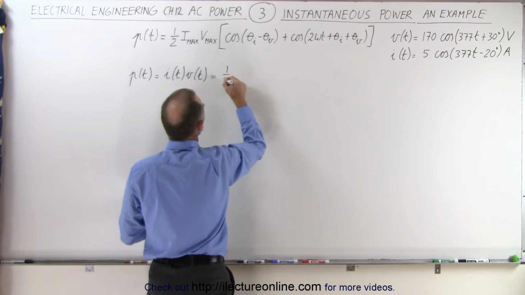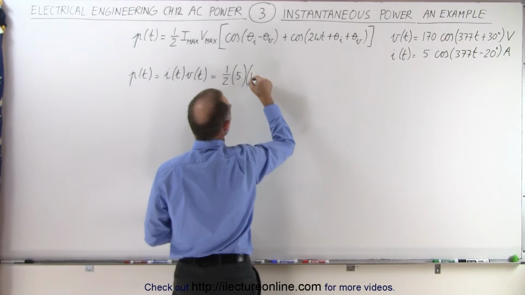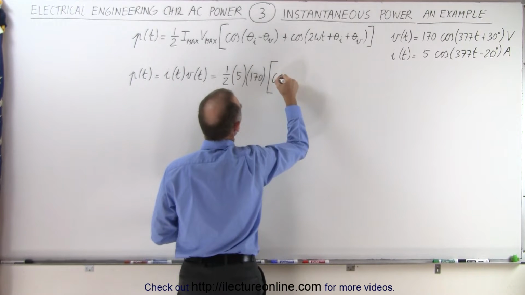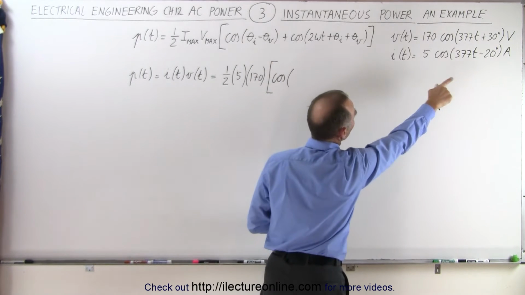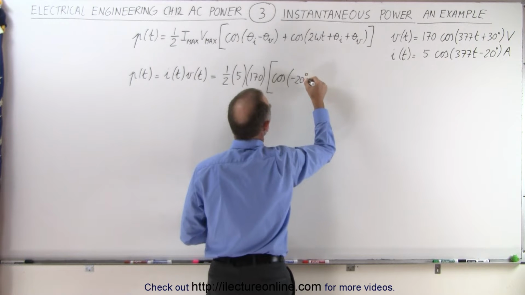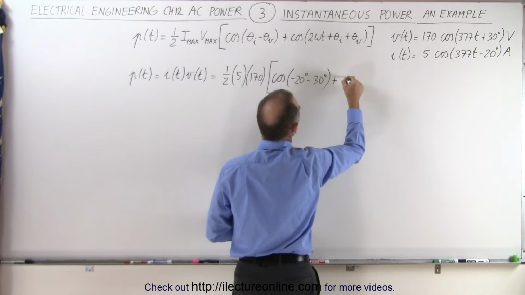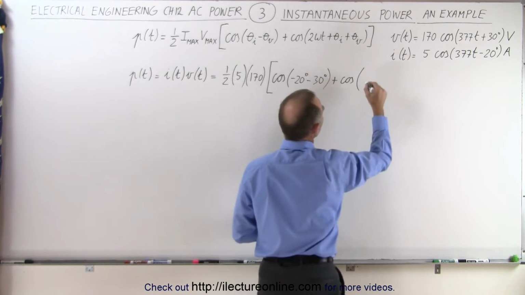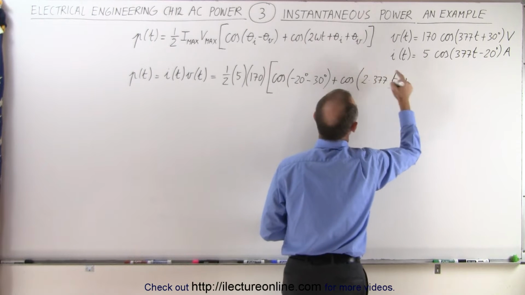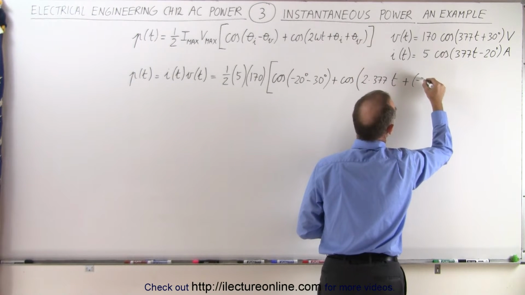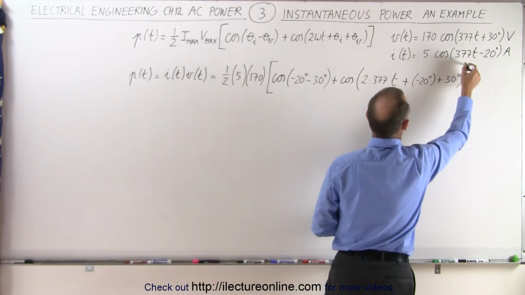So this would be 1/2 Imax, which is 5, times Vmax, which is 170, times the cosine of the difference between the two angles, the current phase angle and the voltage phase angle. The current phase angle is minus 20, and we subtract from that the voltage phase angle, which is a positive 30. Then we add the cosine of twice omega t, so 2 times omega, which is 377, times t, plus the phase angle of the current, minus 20 degrees, plus the phase angle of the voltage, positive 30 degrees. And we close the bracket.